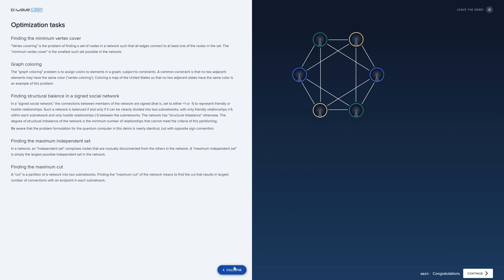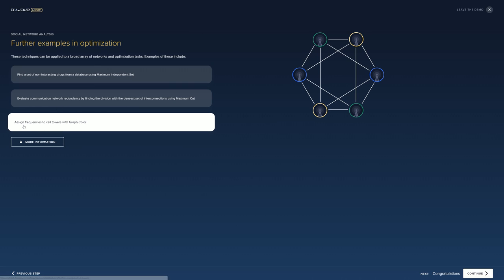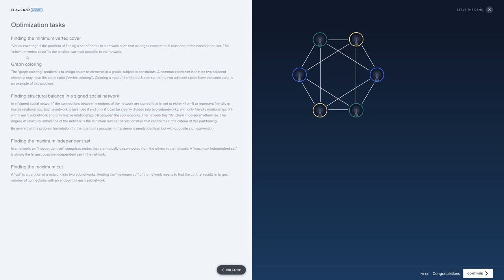Vertex, maximum vertex. Send frequency to call towers with color graph color. That's the color graph. Yeah, we got that. Color graph.